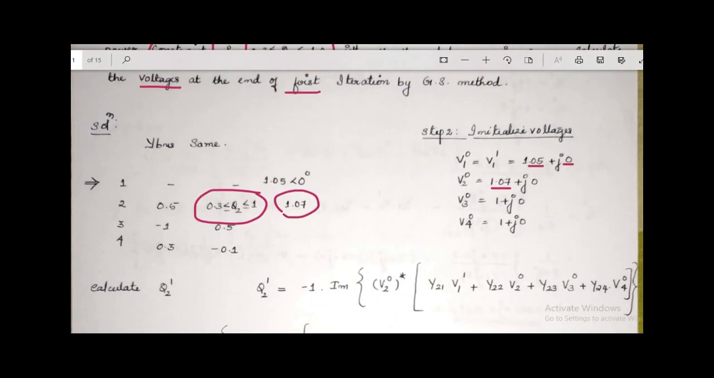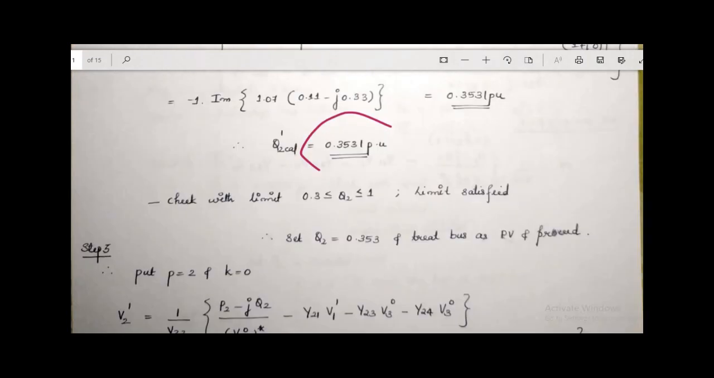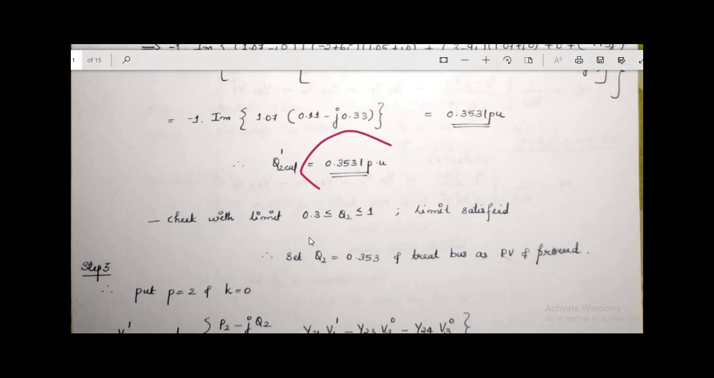If a generator bus is there, our next step will be the calculation of reactive power. How do we calculate the reactive power? In the same fashion, and we got the reactive power as 0.3531. Now let's check it with the limit. What was our limit? Our limit was this. Here the limit is satisfied because your value is between 0.3 and 1.